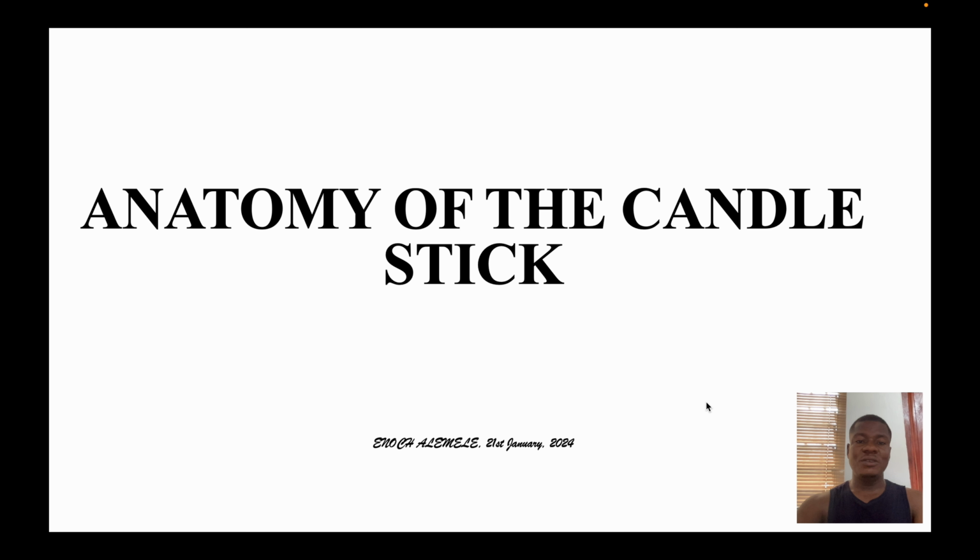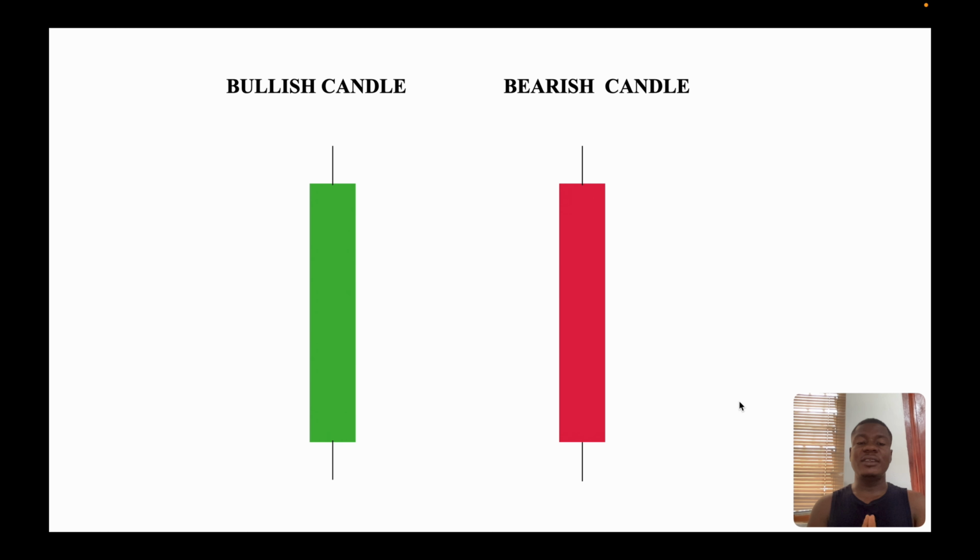In this episode, I'm going to take you through how to read and understand the anatomy of a candlestick. Now, what does candlestick mean? That's the first thing we are going to look at. Candlestick simply means the graphical representation of the price of a particular product or an asset or any other financial instrument. So you should take note of this key term, price. We are talking about price. So the candlestick is just about the price of a particular asset.